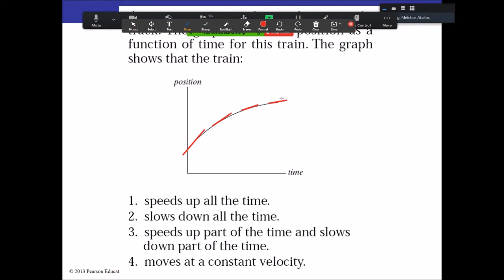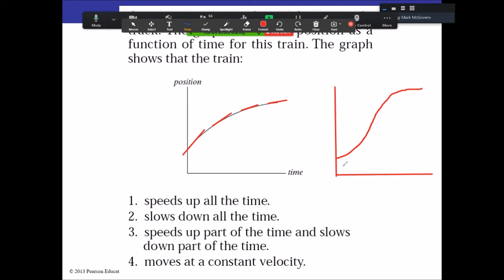Can you represent what 3 would be next to that graph? Oh, yeah, sure. It would look something like this. Let me try to crudely draw this. If you make fun of me, I will absolutely kick you out of Zoom. I draw like a kindergartner. Speeds up part of the time. That looks like it's going to be like this. And then maybe it does that.